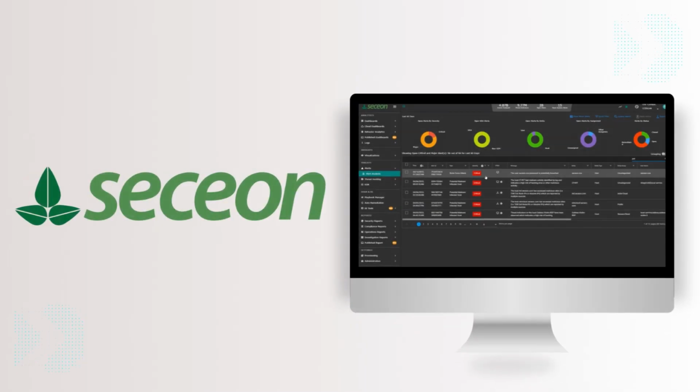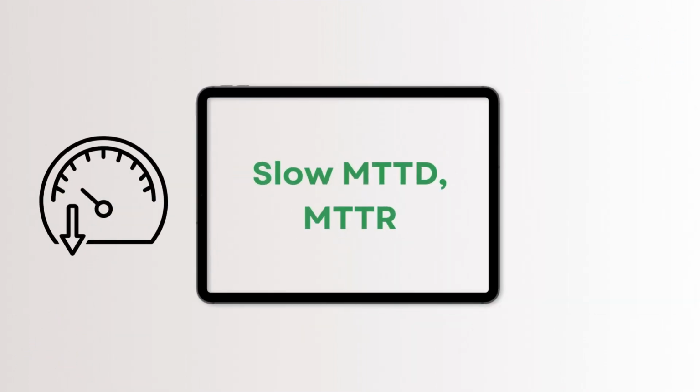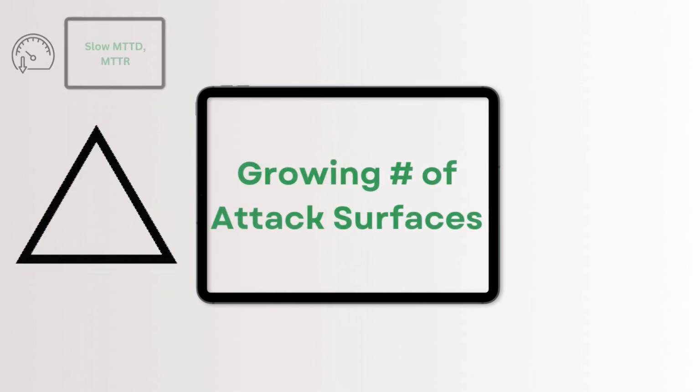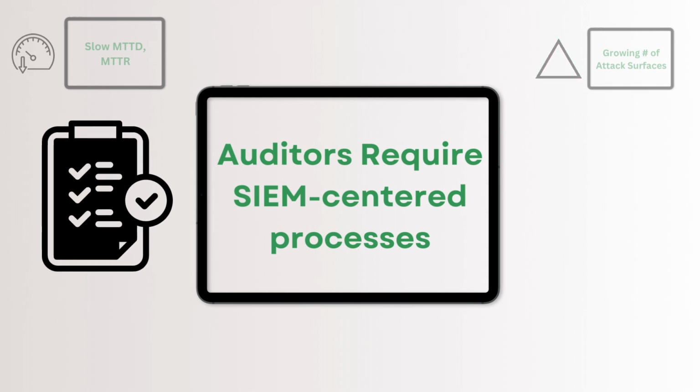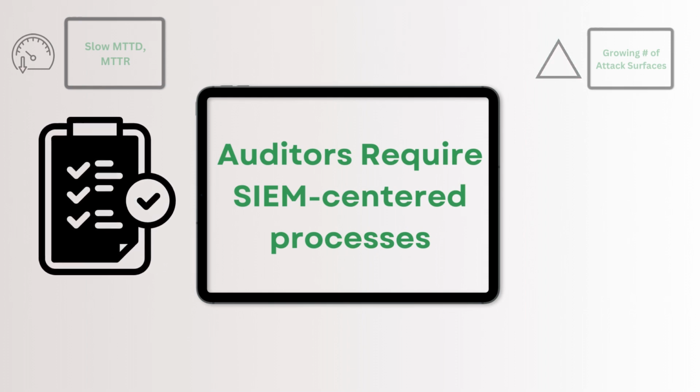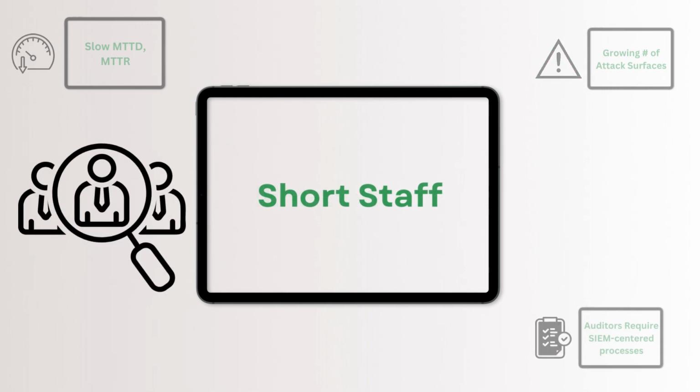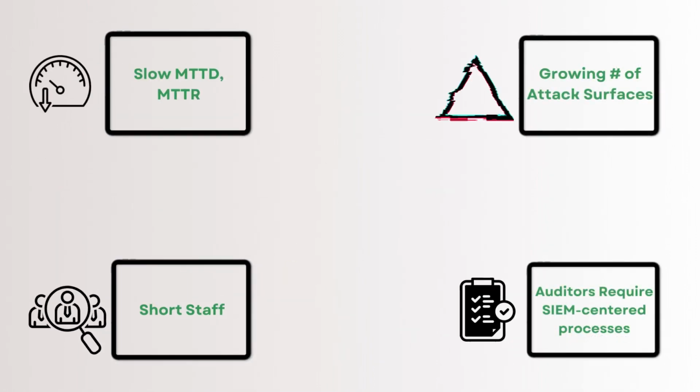Meet Seceon, the only AI ML-powered SIEM and XDR platform that reduces cyber threat risks 24/7 without the need for a large team of security analysts with eyes on glass. If you're like many of the organizations we speak with, you have challenges such as slow mean time to detection, a growing list of attack surfaces, auditors from insurance companies and regulators demanding evidence of SIEM-centered security processes, being short-staffed with limited ability to find more security pros.